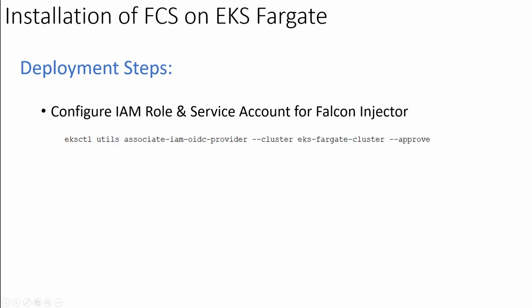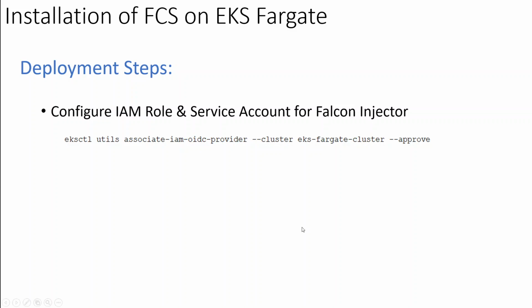Another deployment step which we need to do is the configuration of IAM role and service account for Falcon Injector. When running on AWS Fargate, IAM roles associated with the Fargate nodes are not propagated to the running pods. This section describes the steps needed to create and associate an IAM role with a Kubernetes service account via the IAM OIDC connector to allow the Falcon Injector service to read container image information from the ECR private registry.